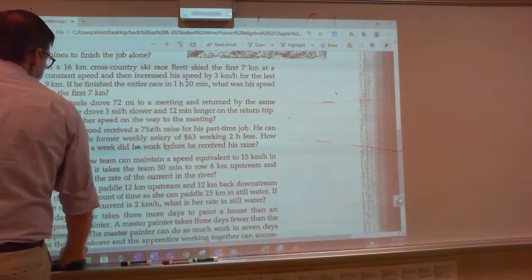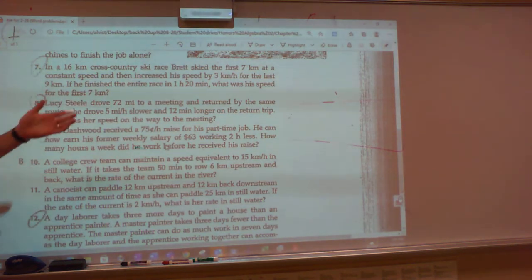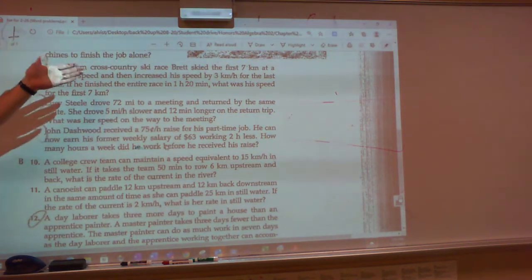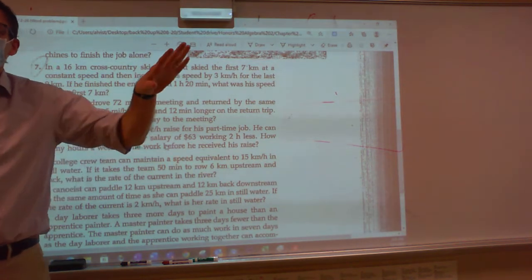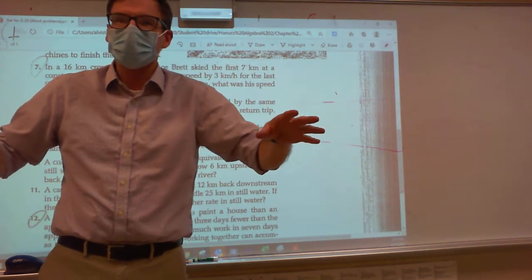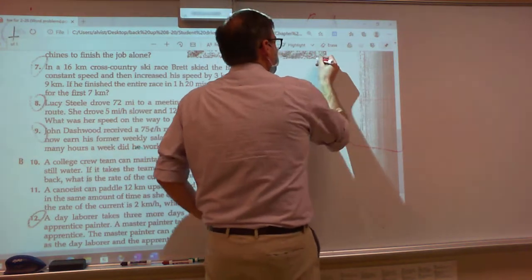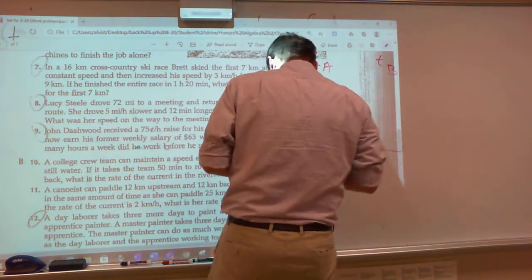So, let's talk about Lucy. Lucy drove 72 miles to a meeting and then returned by the same route. She drove 5 miles an hour slower and 12 minutes longer on the return trip. What was her speed on the way to the meeting? Do we have two trips? Yes. We have the first part and the second part, don't we? So let's talk about the time of part A and the time of part B.